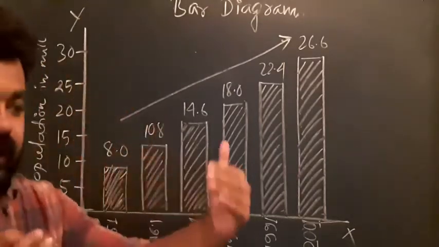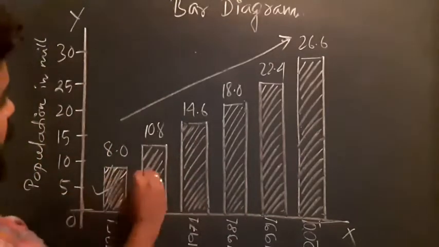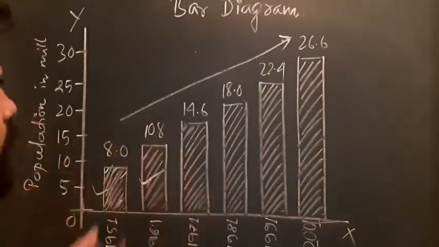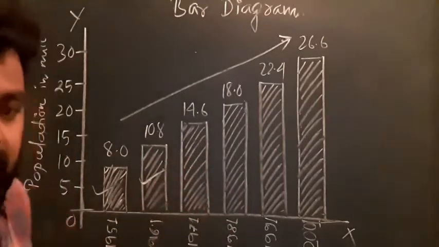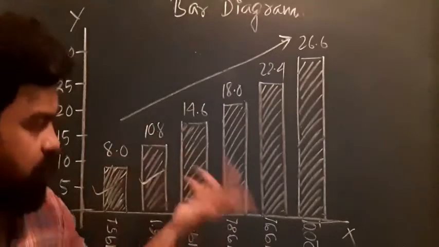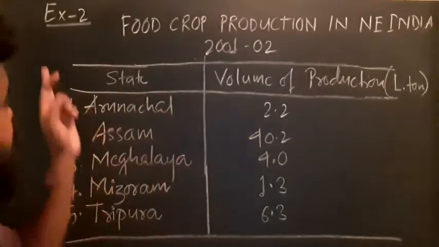So when we show two things combined graphically, that is called the bar diagram. But a rectangle should be there. If we show it through a line diagram, then it will come to the line graph. Okay. So next I'm showing you the line graph, right? We will see another example, that is example 2.